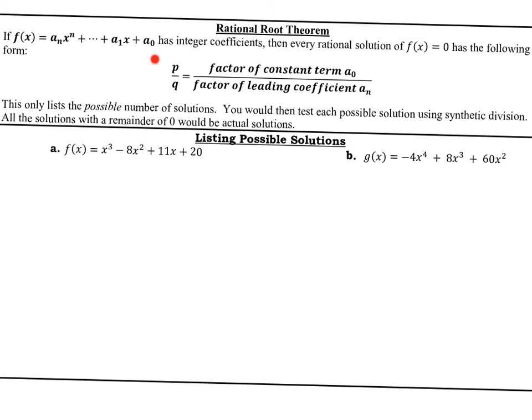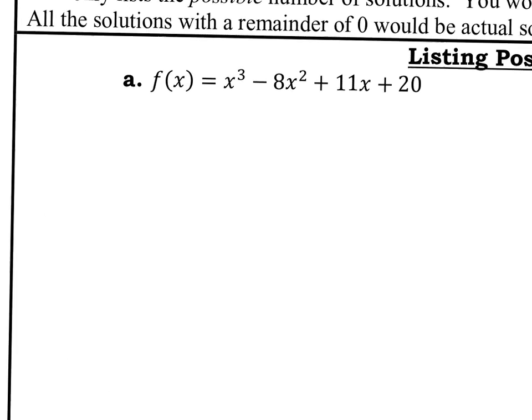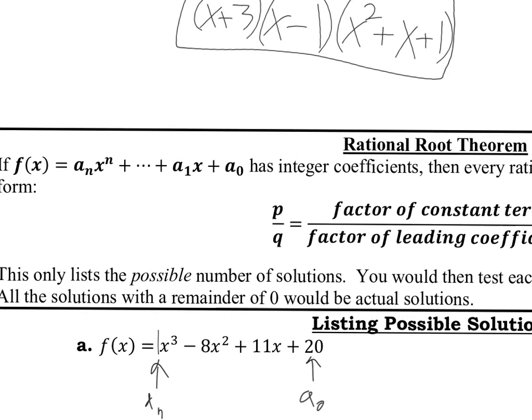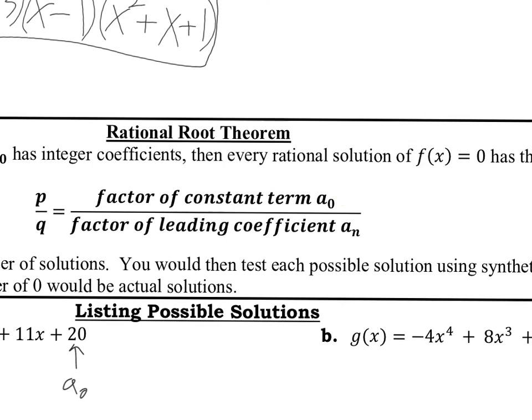All we're going to do is just list the possible solutions. So we need to figure out what our constant term is, and what our leading coefficient is, and list the factors for each. So this one, I have a 1 for my leading coefficient. How do you know it's the leading coefficient? It's the number in front of the highest power. The 20 is my constant term. So that's a sub 0. This one's a sub n. It's not super important that you know that, but this is how it is in the formula. You see the a sub 0 and the a sub n.